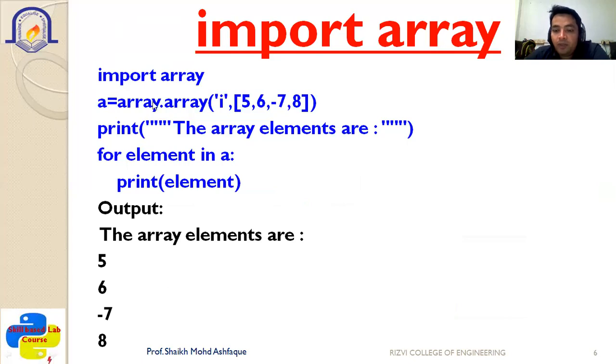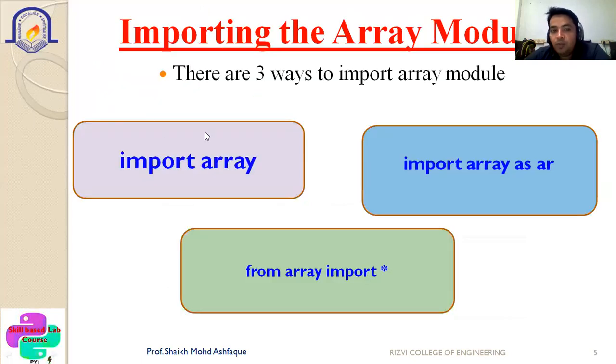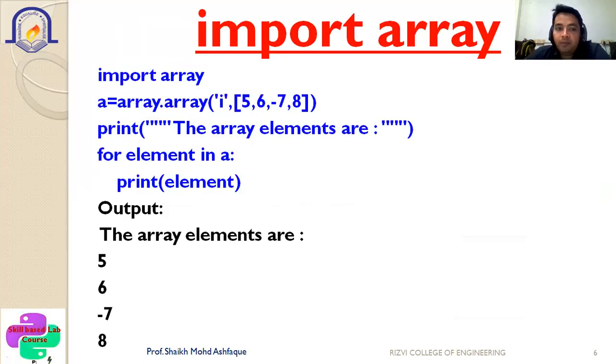So the first one we are going to use is import array. Here we are importing the package which is already available. Then a is equal to array dot array: the first array is the name of the imported package, then dot array. This is the syntax we are using. Then we use the type code as integer, then the integer data 5, 6, minus 7, and 8. Each and every element is separated by a comma. Then a is termed the array.